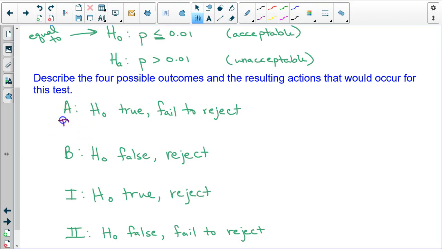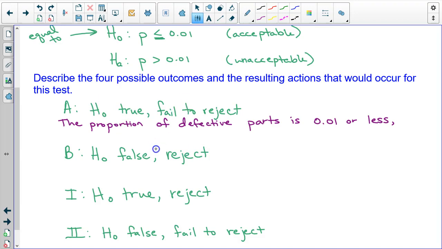It means the proportion of defective parts is less than or equal to 0.01, right? So is 0.01 or less. All right, so that's this first part. H sub O is true, the null is true, and we failed to reject. So what does that mean? We failed to reject it. We didn't reject this, right? So that means the shipment is? Yep, the shipment is found to be acceptable.